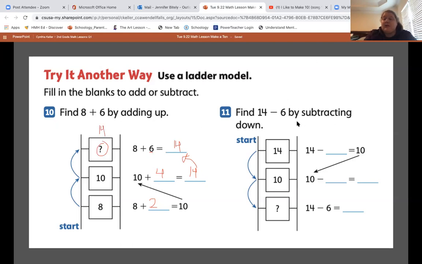Now we're going to find 14 minus 6. If you're thinking, I know how to do that because we've worked with those addition and subtraction numbers that can work together, you might be right. Let's find out. By subtracting down, we have 14 minus something equals 10. Well, if I want to make a 10 out of the 14, I just need to take away 4. 14 minus 4 equals 10, yeah. Then 10 minus something equals something. And we're going to try to get to 14 minus 6.